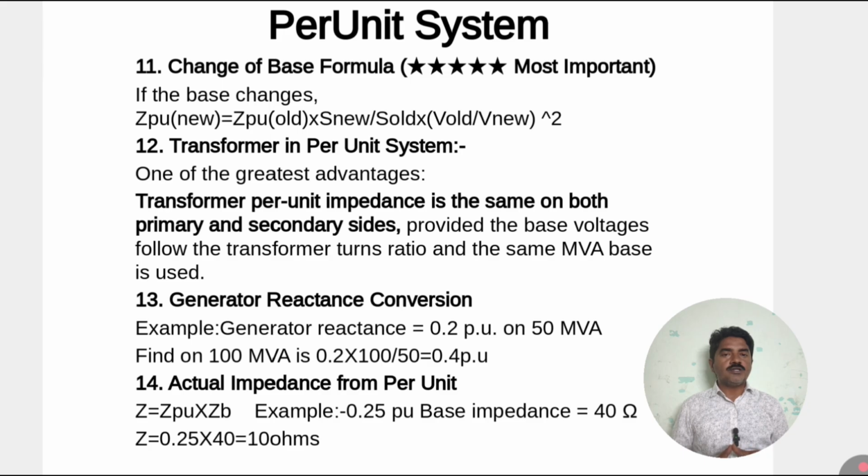According to that formula, Z is equal to Z per unit into Z base. For example, if Z per unit is 0.25 and the base impedance is 40 ohms, then the actual value of Z is 0.25 into 40, that is 10 ohms. That is the answer.